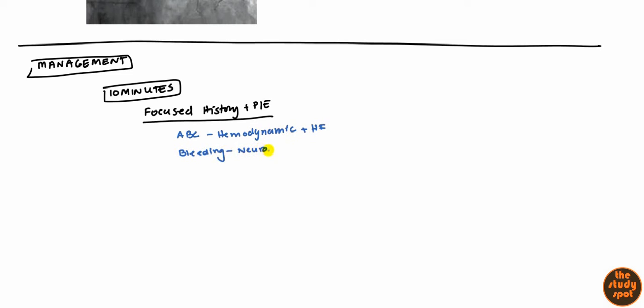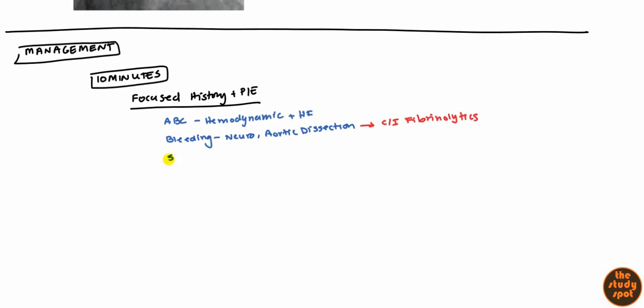Next, you want to ask for any bleeding, any neurological symptoms, or aortic dissection, and this is because this would then contraindicate any fibrinolytics that you may give. Sildenafil is another thing you want to ask for, and this is because then nitroglycerin becomes contraindicated. And finally, you want to ask about cocaine and ergotamine, because then you might be thinking about Prinzmetal angina.